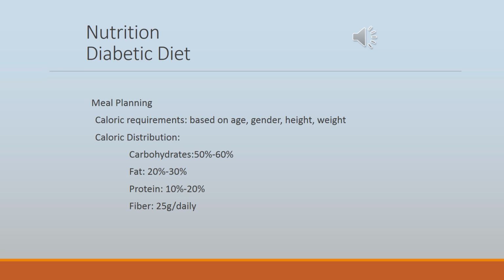The concept of nutrition with the exemplar diabetes mellitus type 2 focuses on meal planning. Caloric requirements are based on age, gender, height, and weight, but the caloric distribution depends on carbohydrates, fats, proteins, and fiber. Carbohydrates should consist of 50 to 60% of the caloric requirements, fat 20 to 30%, protein 10 to 20%, and fiber 25 grams a day.